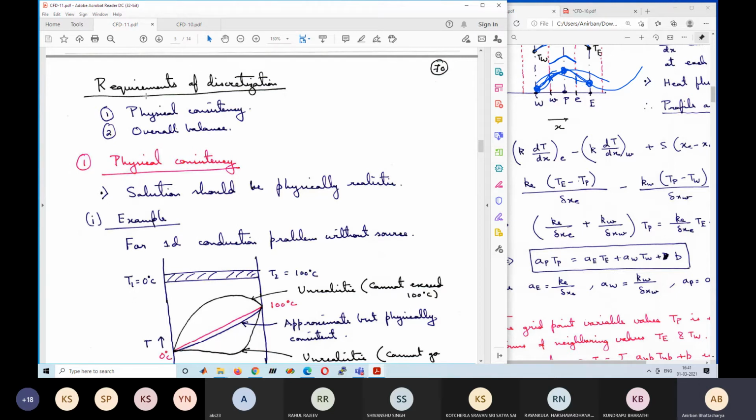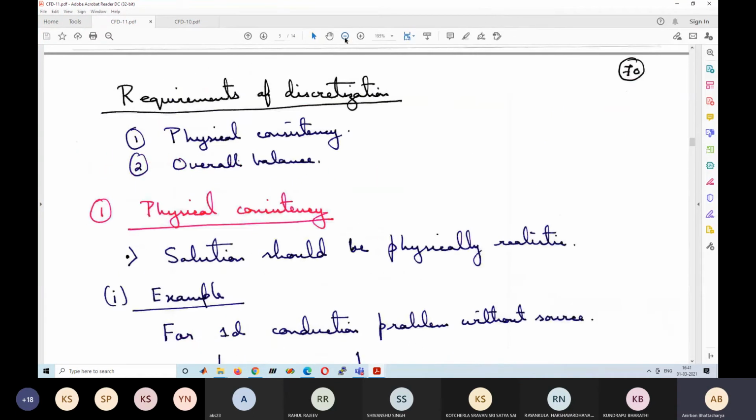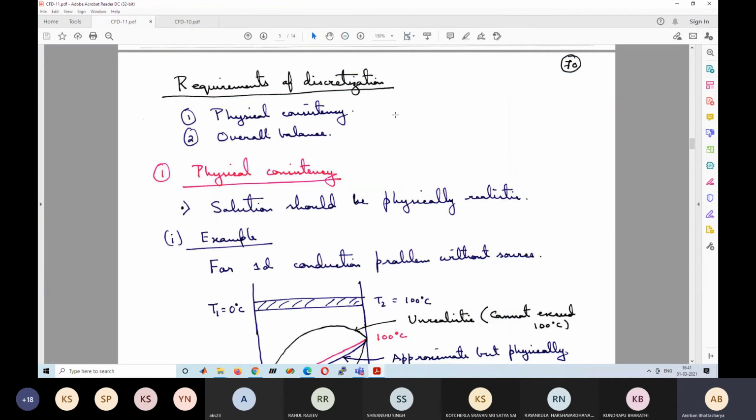So you have a single partial differential equation valid over the entire domain, but now you are converting it into a large number of equations, each of them valid over small subdomains, but the equations are much simpler. These are algebraic equations, not partial differential equations, although the number of equations is large depending on the number of subdomains. So any method of discretization should follow two main criteria. One is that it should be physically consistent, and second is that it should maintain overall balance. Physical consistency and overall balance.